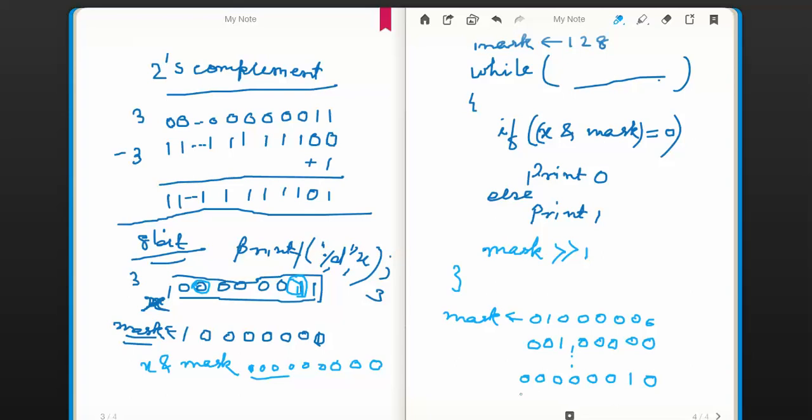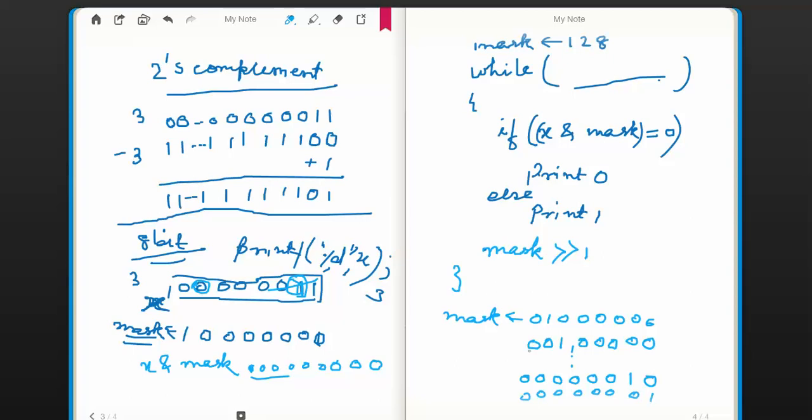Similarly, in the next step, when the mask becomes 0 0 0 0 0 0 0 1, then after ANDing this mask with this value, the result would come out to be non-zero because we have a 1 at the least significant position.